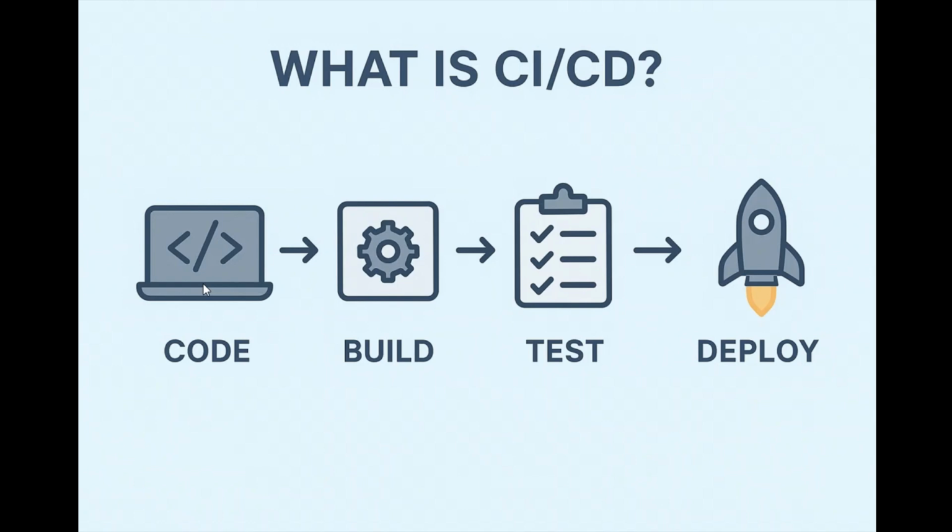So that's CI/CD in a nutshell. So basically, code, build, test, and deploy. It is the backbone of modern DevOps practices. And in the next session, we will see how GitHub Actions makes this process really easy to set up.